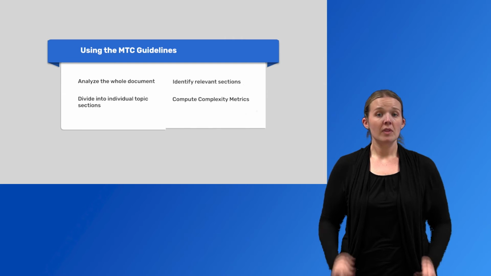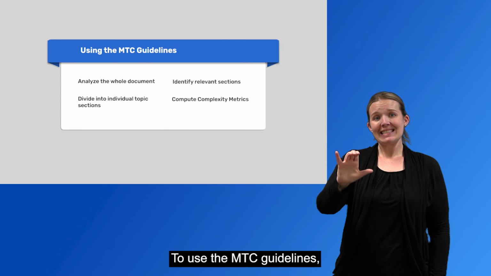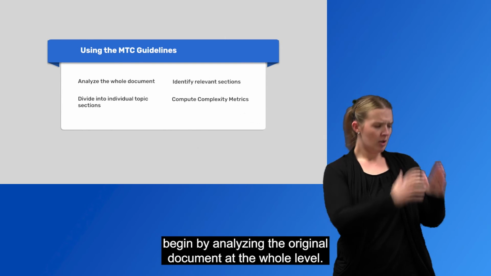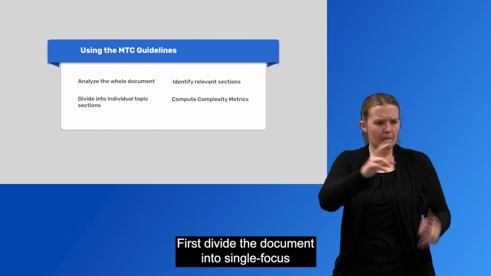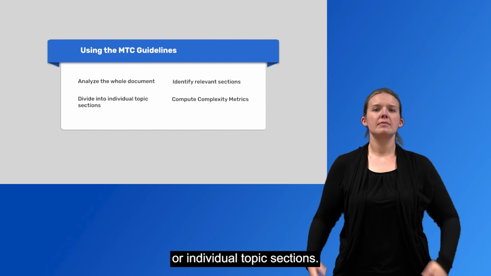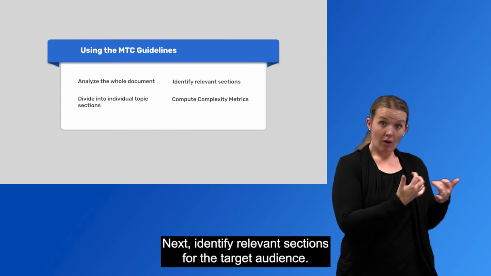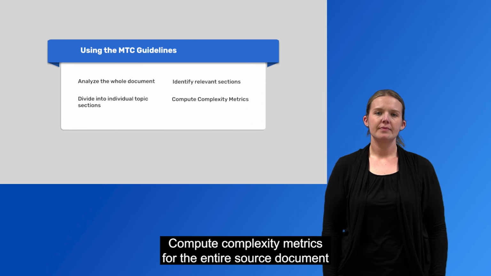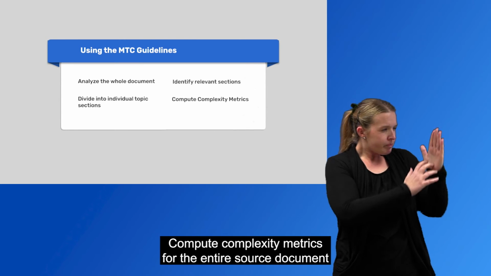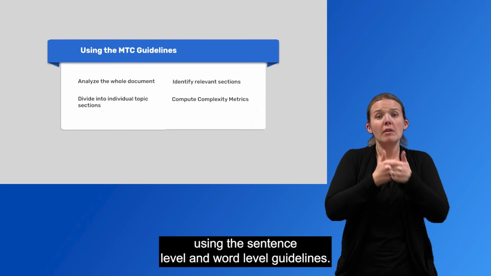Using the MTC Guidelines. To use the MTC Guidelines, begin by analyzing the original document at the whole level. First, divide the document into single focus or individual topic sections. Next, identify relevant sections for the target audience. Compute complexity metrics for the entire source document using the sentence level and word level guidelines.